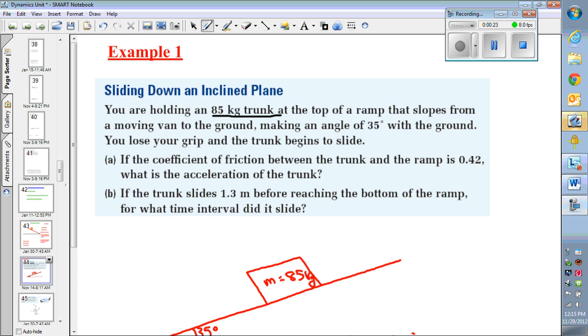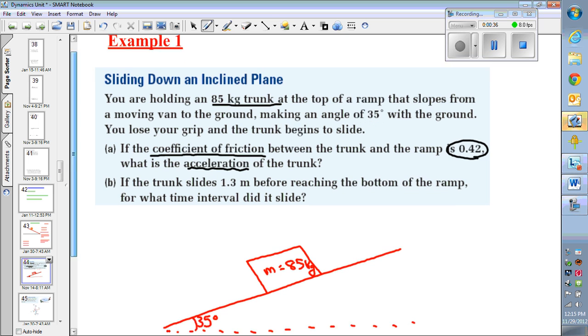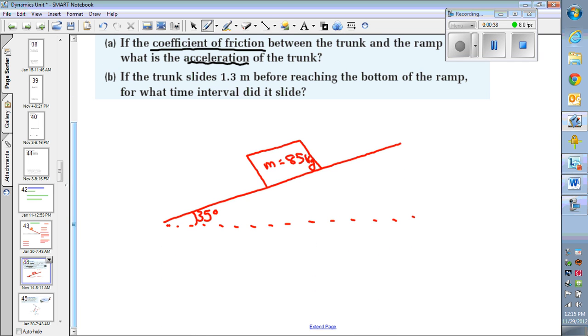They then give you that the coefficient of friction between the ramp and the crate, or trunk, I guess, is 0.42, and the question wants to know what is the acceleration. All right, so we'll set up our question. This is the very similar setup that we usually have for these.